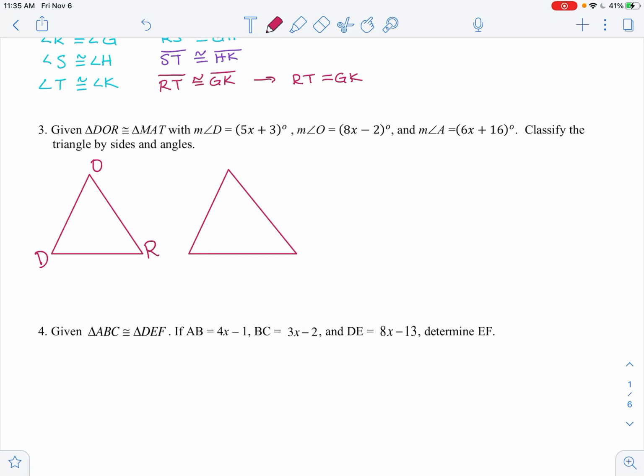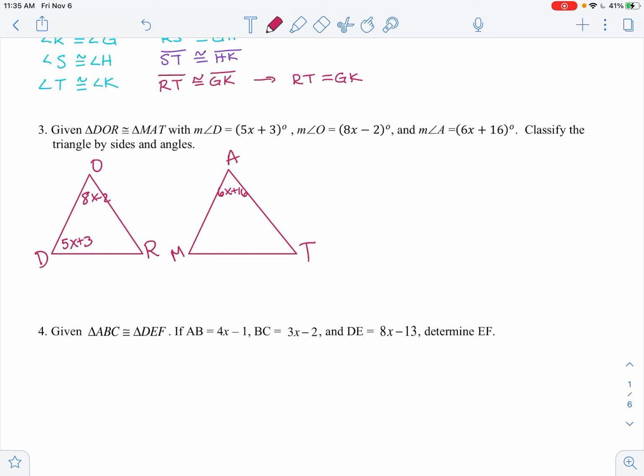DOR is corresponding to MAT. So it's really important that I label them in the same order, in the same way. And then I can go ahead and label my angle measures. So this is 5x plus 3. The measure of angle O is 8x minus 2. And the measure of angle A is 6x plus 16.